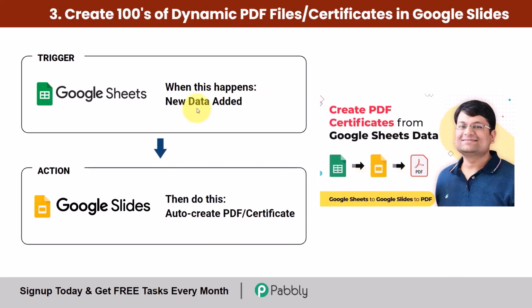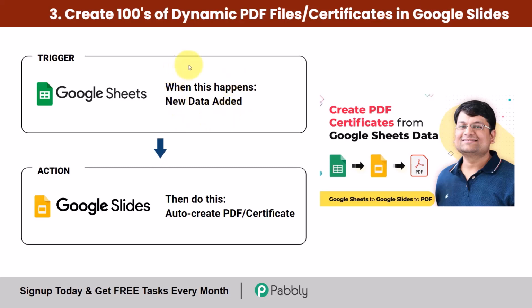Moving further, we have another automation idea in the list: create hundreds of dynamic PDF files or certificates in Google Slides. So in the previous automation, I suggested creating slides using form submission data in real time. But in this particular case, we are going to learn how you can create certificates in bulk using Google Sheets data. Yes, it is possible.